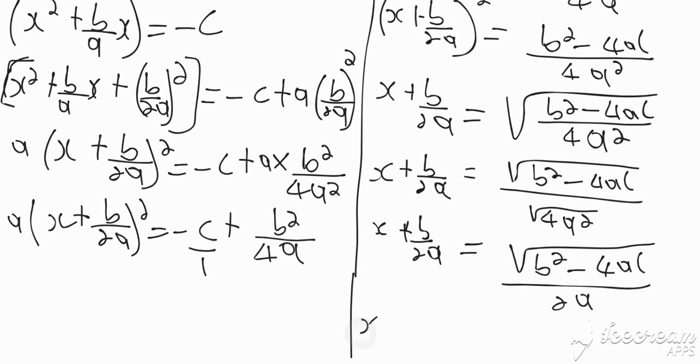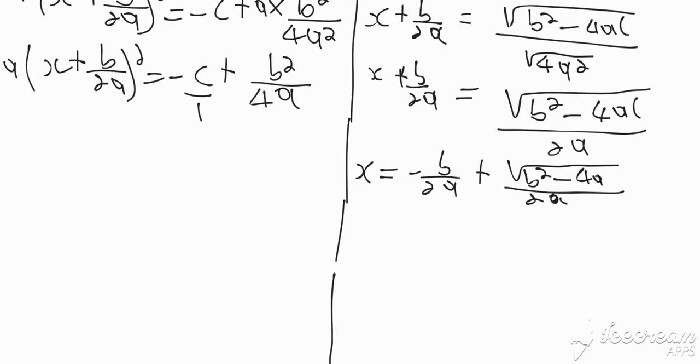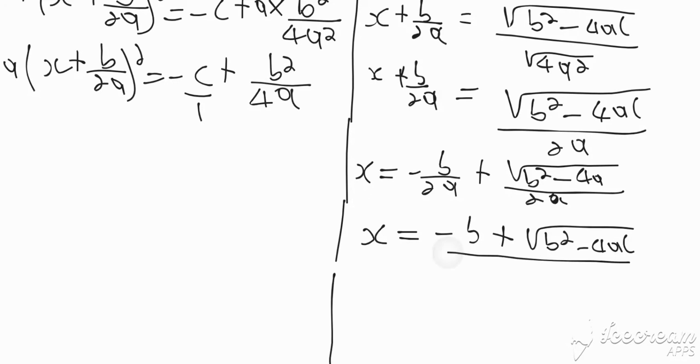So we have x equal, that comes over as a negative b over 2a plus the square root of b squared minus 4ac all over 2a. Now, since both fractions have the same denominator, we can go right ahead and say that x is equal to negative b plus the square root of b squared minus 4ac all over 2a.